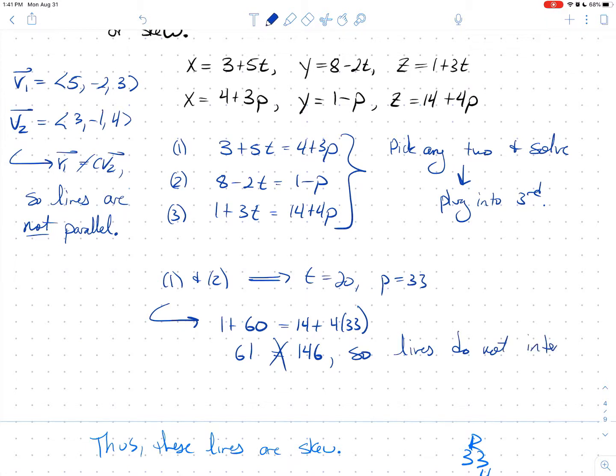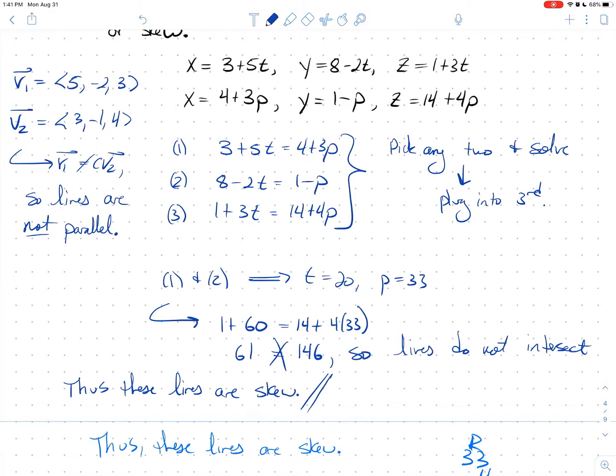If they did intersect, when you solve any two, you would be able to plug that into the third equation and get the same thing on both sides. Can't do that here. So these lines do not intersect, so we should end our statement with a complete sentence. We'll say, thus, these lines are skew.